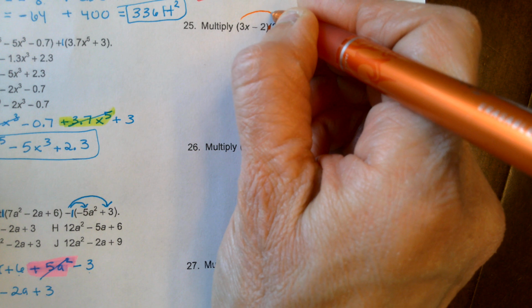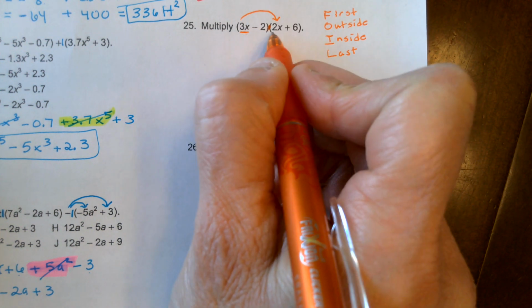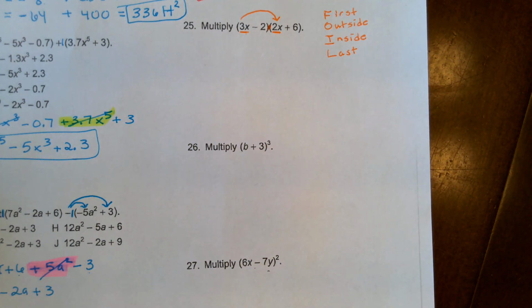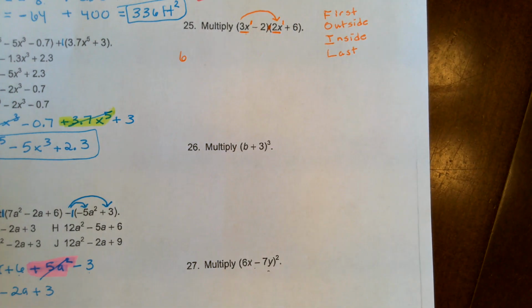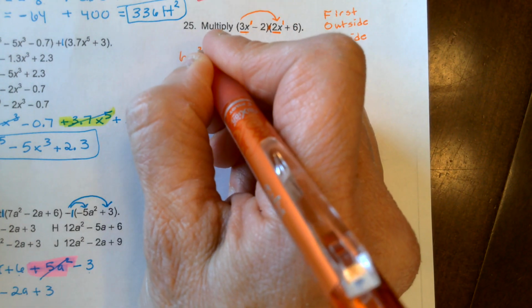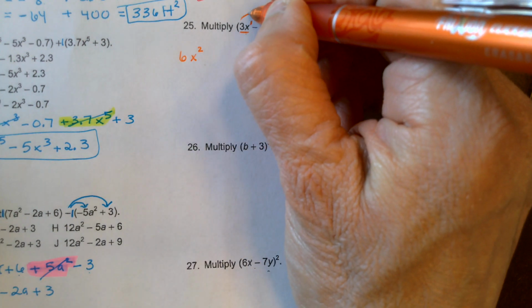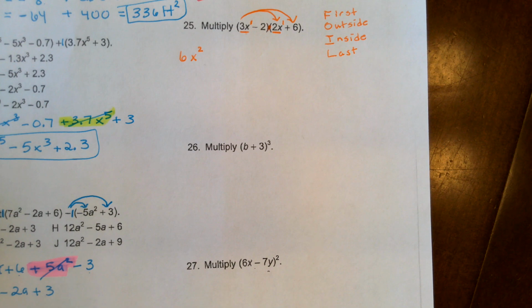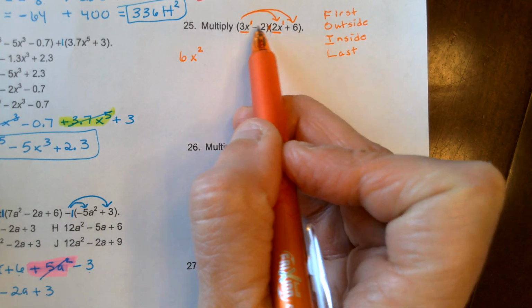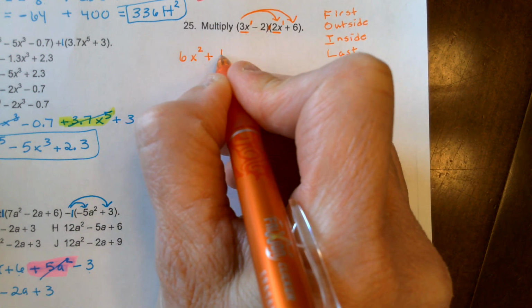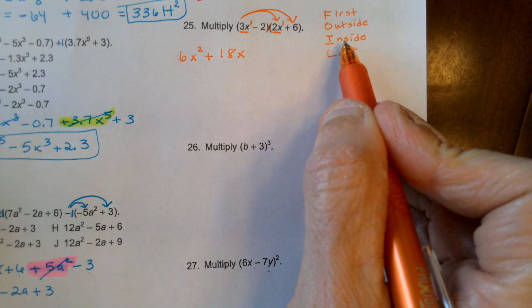So let's multiply the first terms. 3x times 2x. So 3 times 2 is 6. And x to the first times x to the first is x to the second. You add the exponents. Now let's do the outside terms. 3x times 6 is, and I'm going to do the positive because they're both positive, so I'm going to make that an add, 18x. Now let's do our inside terms.